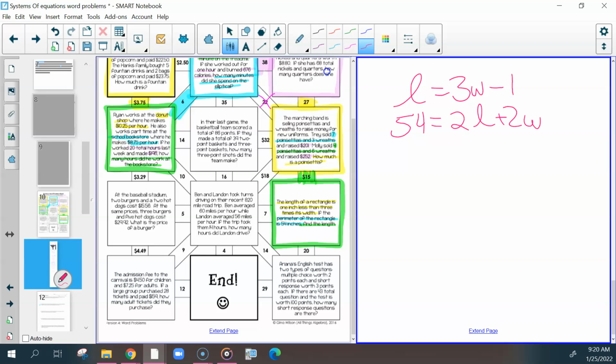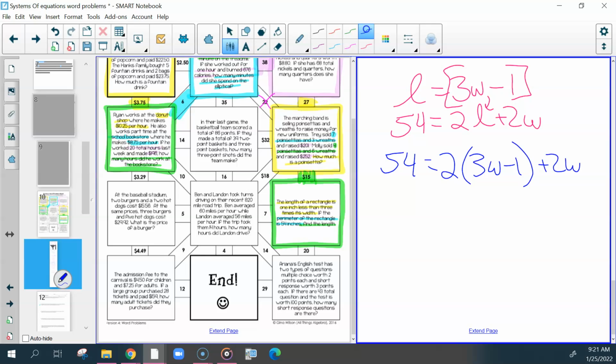Which method is this really good for? Substitution. So we're going to take this and substitute it in for L. In this case, we're looking for L, so when we do that, our L is going to disappear. We're going to find W, and then we'll go back and find L, but that's okay. So this would be 54 equals 2 times 3W minus 1. Do the arithmetic first. If you put the 54 at the end, that's fine. That's just the way I set mine up.